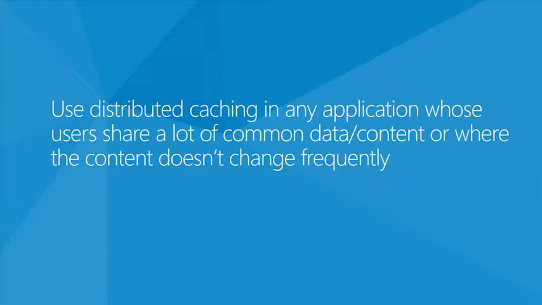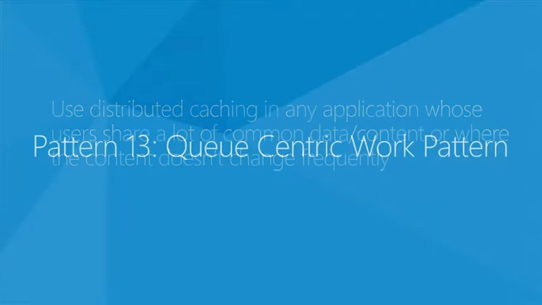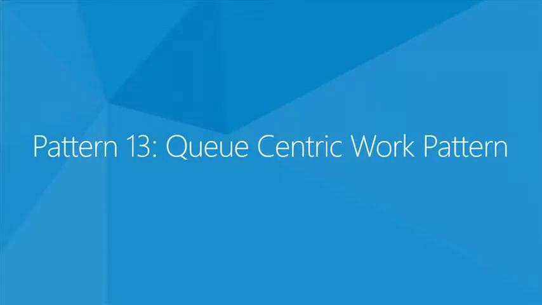Anytime your users share a lot of content or where the content doesn't change frequently, cache it would be my top level guidance. It'll make your apps a lot faster, and you'll have a much more reliable system. So caching is really good when you have information that you want to have available even when the underlying service is having issues. So it's great for any read-only pattern.